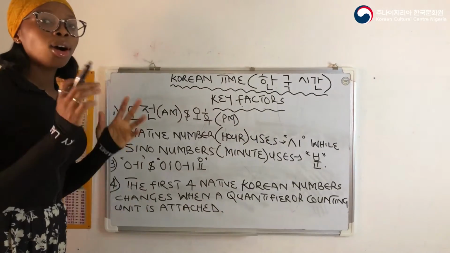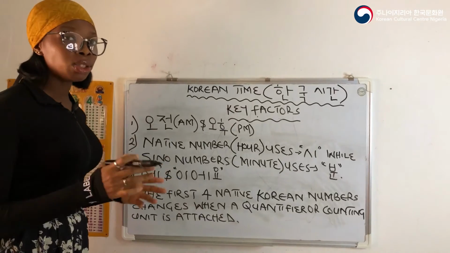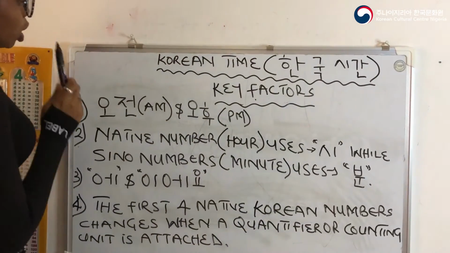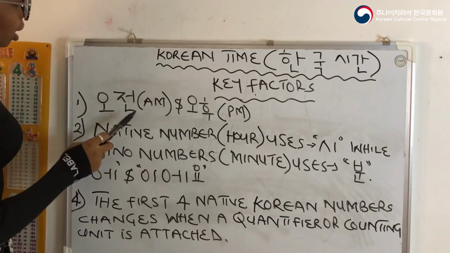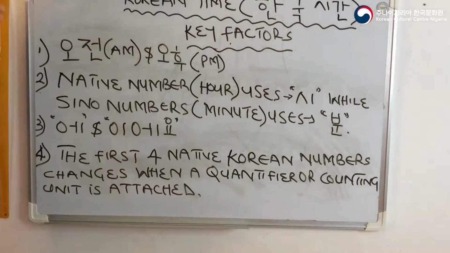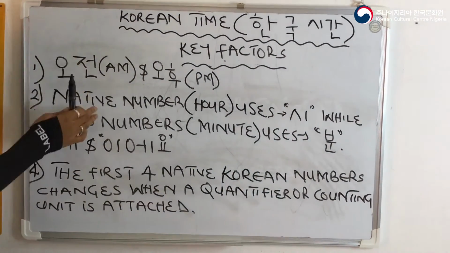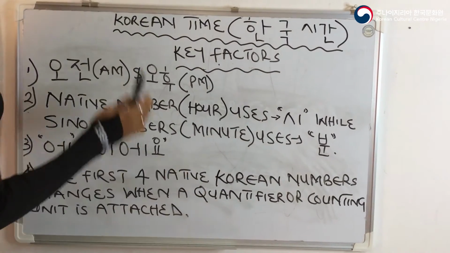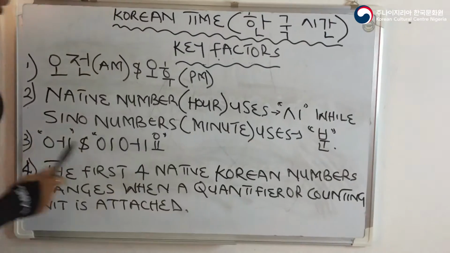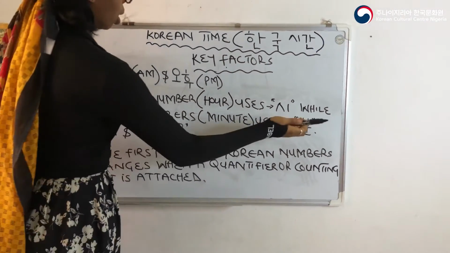Now, lastly, always remember the following key factors when telling time in Korean. Remembering this will aid you in knowing the current time easier. Now, first of all, Ojeon and Ohu. Just like we said earlier, Ojeon represents AM, and Ohu represents the PM, and they both come first before the time. Secondly, the native numbers and the Sino numbers. Now, the native Korean number is used to tell the hour, and it comes first before the Sino number. It uses the shi, while the Sino numbers is used to tell the minutes, and it comes second, and it uses the bun.